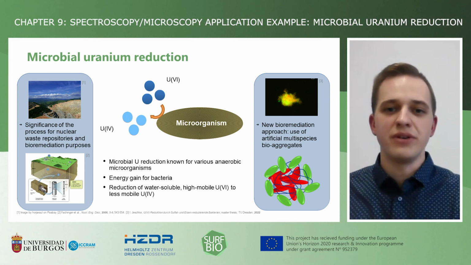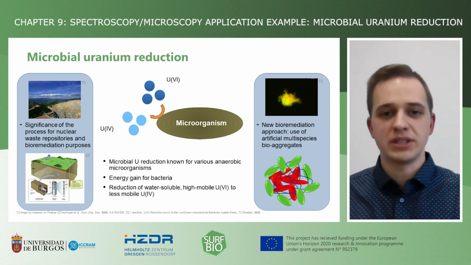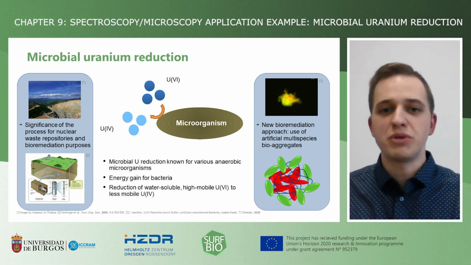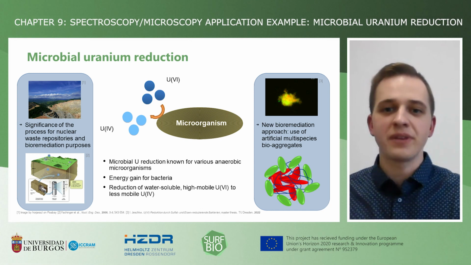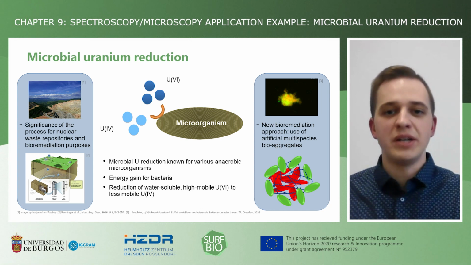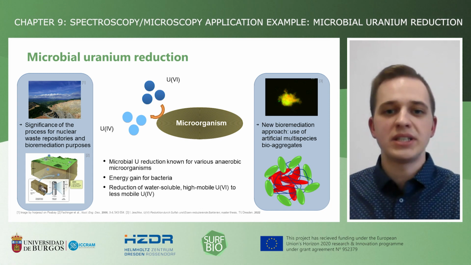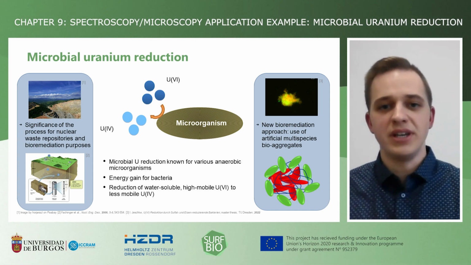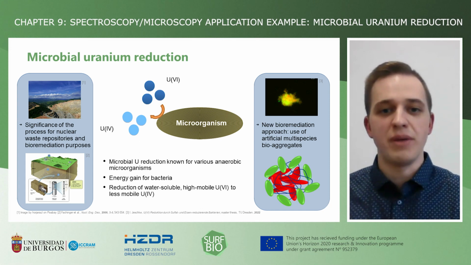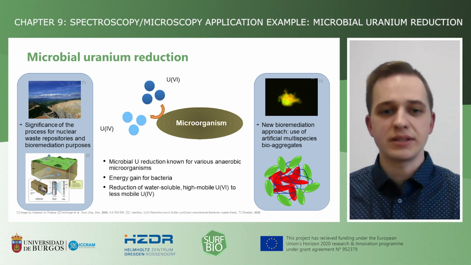Microorganisms can interact with heavy metals in general or radionuclides like uranium in particular via different processes. For example, there can be a bioabsorption of uranium to the cell surface, as well as an accumulation of uranium inside the cells. Furthermore, it's also possible that uranium is complexed by different organic and inorganic ligands. Another interaction process some microorganisms are able to is called biotransformation, which is the reduction or oxidation of the metal ion. Microbial uranium reduction is known for various anaerobic microorganisms, which can gain energy from this process.